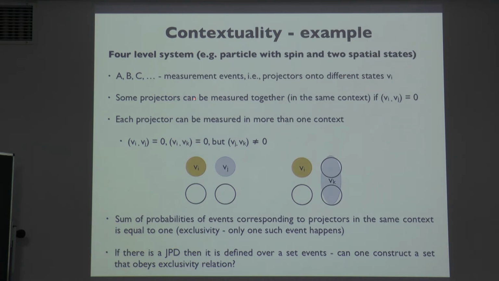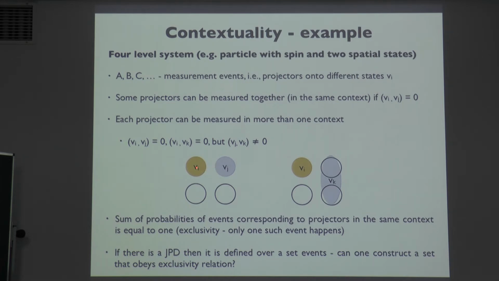And then projectors, some projectors can be measured together, some may not be jointly measurable. If they are measured together, we say that they can be measured in the same context. And they can be measured together, of course, if the two projectors are orthogonal. Then what's also important is that each projector can be measured in more than one context. So for example, VI can be measured with VJ because these two are orthogonal, and VI can be measured with VK because these two are orthogonal, but VJ and VK may not be orthogonal. Okay, so therefore we have two different contexts.